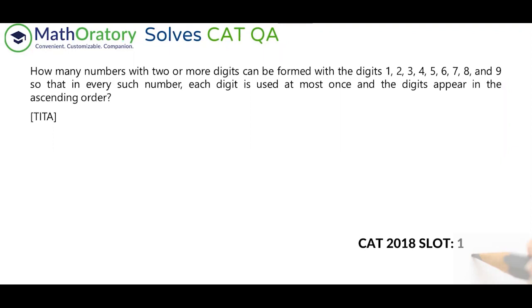In this case, the difference that will be effective is selection versus arrangement. We just require selection, because the order is fixed. If you read this part, it says in ascending order. So whichever number we are talking about, the digits will always be in ascending order. Also, each digit is used at most once. These are the two important constraints that we have, which are useful to us.